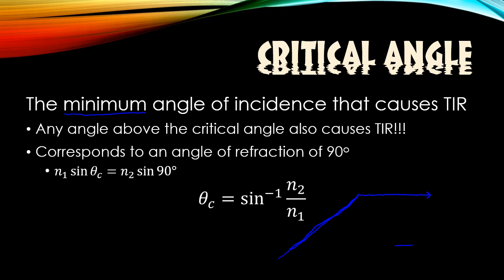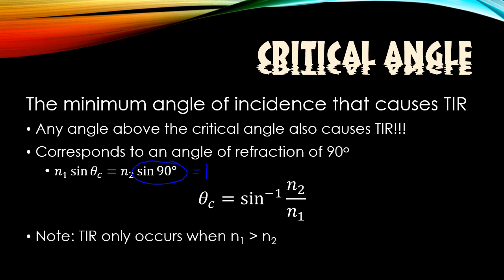If I were to solve this equation for the critical angle, then we'd see that the critical angle is equal to the inverse sine of n2 over n1. That comes from the fact that the sine of 90 degrees is equal to 1, and so I would then solve for this unknown variable. This is an equation that you will be given on any assessment that we take.